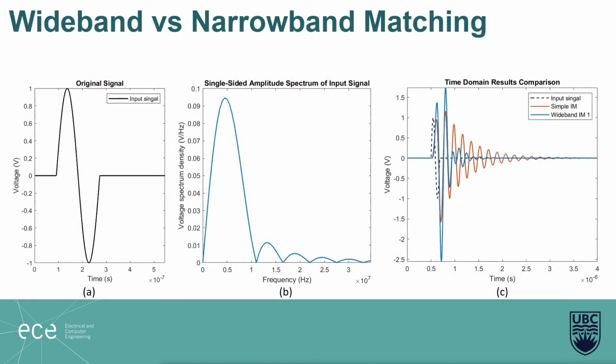To combat this issue, we developed frameworks for wideband impedance matching. Figure A is a typical single-period 5.5 MHz bipolar pulse used to excite an ultrasound transducer. Figure B is the spectral density of this pulse. We see that this pulse covers a wide spectrum ranging from 0 to 10 MHz. Simple impedance matching only covers a narrow frequency spectrum, which causes ringing in the received signal shown in Figure C.